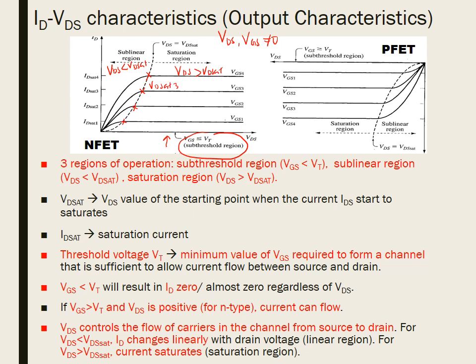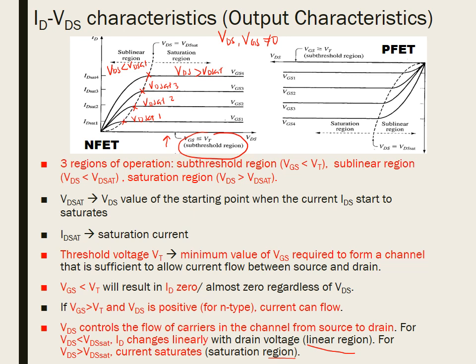For the sub-threshold region, the threshold voltage VT is the minimum value of VGS required to form a channel that is sufficient to allow current flow between source and drain. VGS smaller than VT will result in IDS equal to 0 or almost 0 regardless of VDS, which is the sub-threshold region. If VGS is larger than VT and VDS is positive for an N-type MOSFET, current can flow and the device enters the linear or saturation region. When the current saturates at one VGS value at IDSAT, increasing VGS will also result in increasing IDSAT.